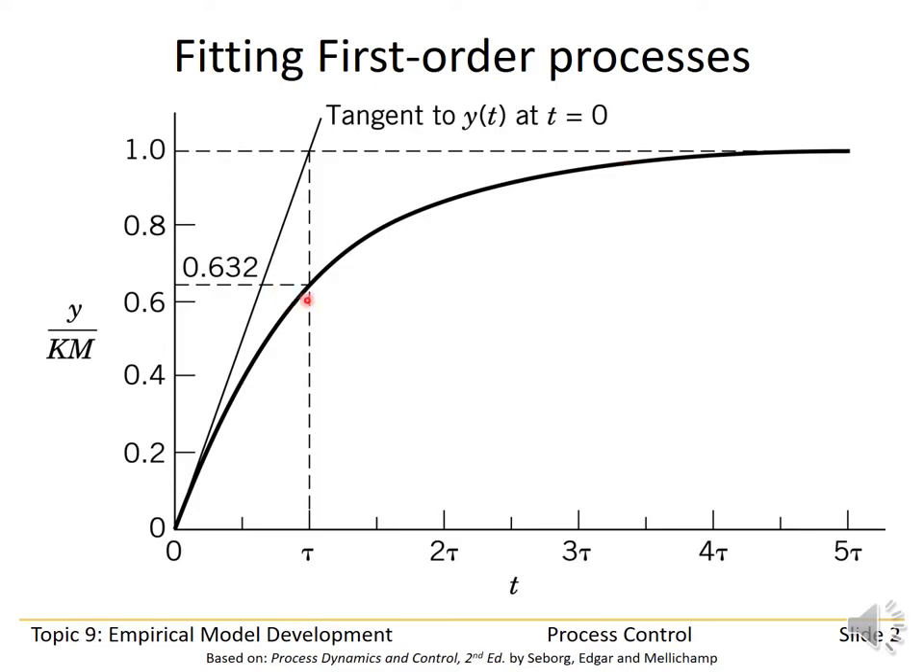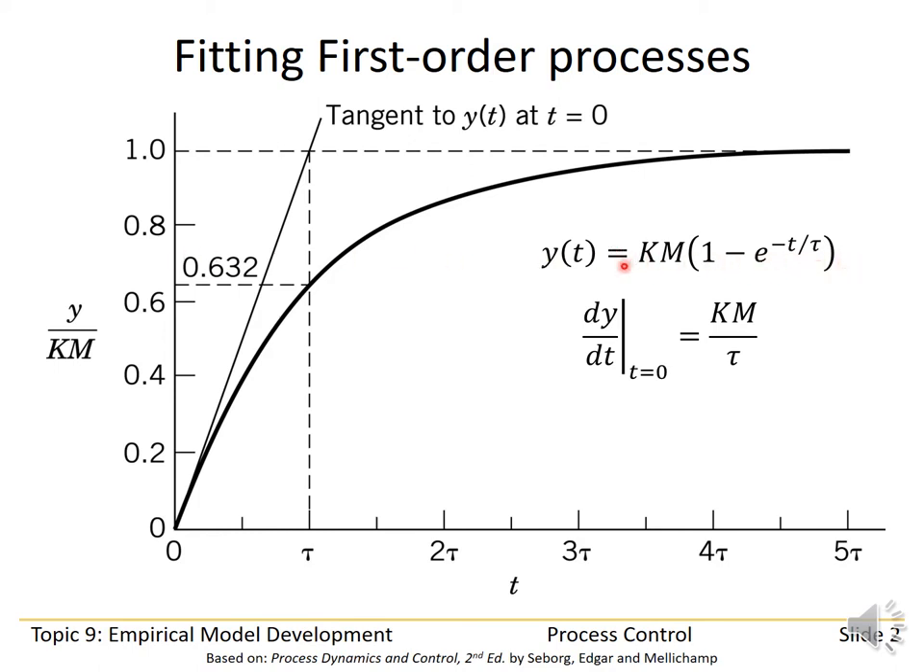There are two ways of determining the time constant tau. This is the expression for the response of a first-order process in the time domain. One is to look for the 63.2% response time. The 63.2% response time is the time constant tau. The second way is to draw a tangent to this curve at time zero, extend that tangent line up to the final value, and then go down to find tau.